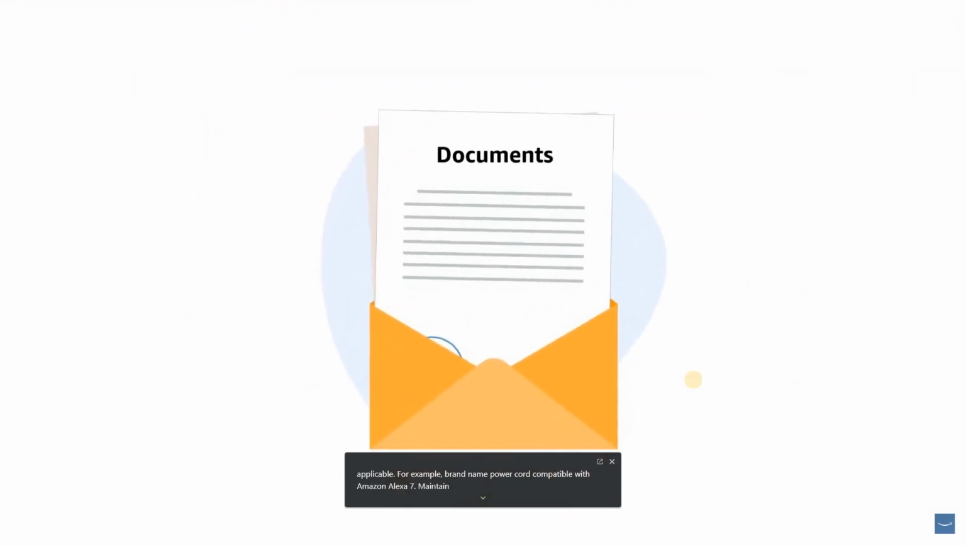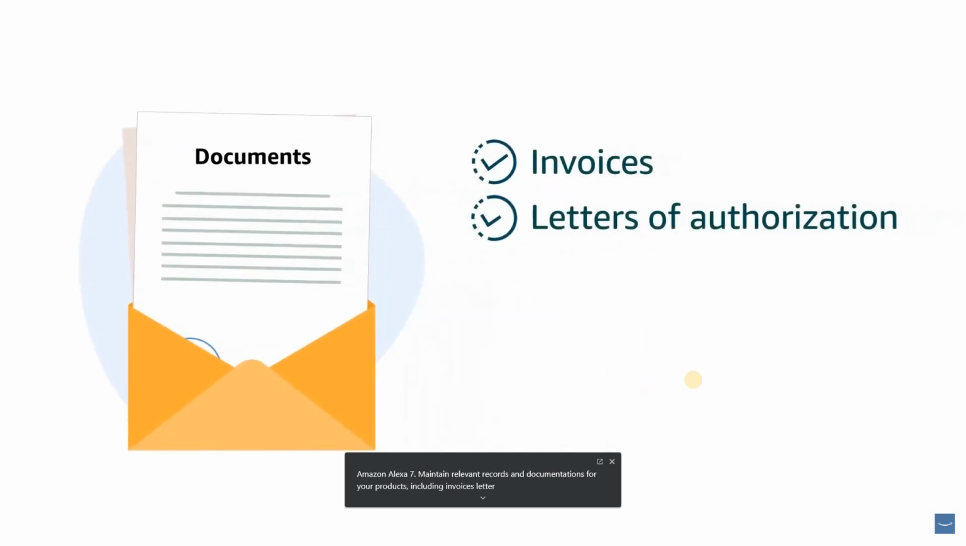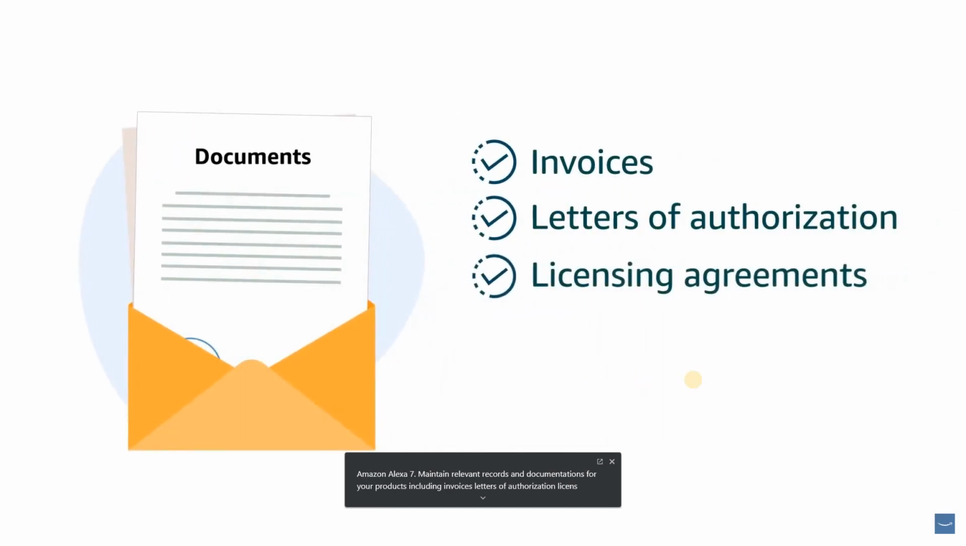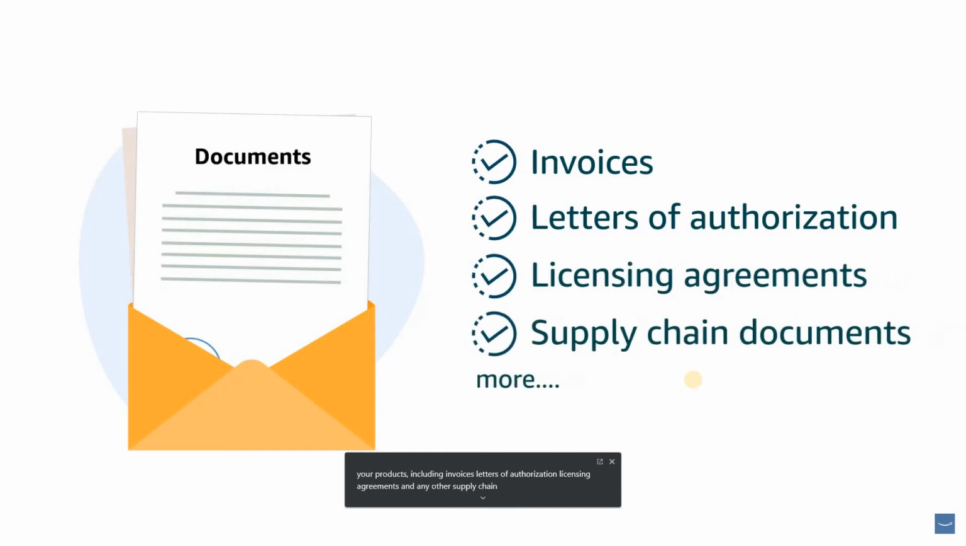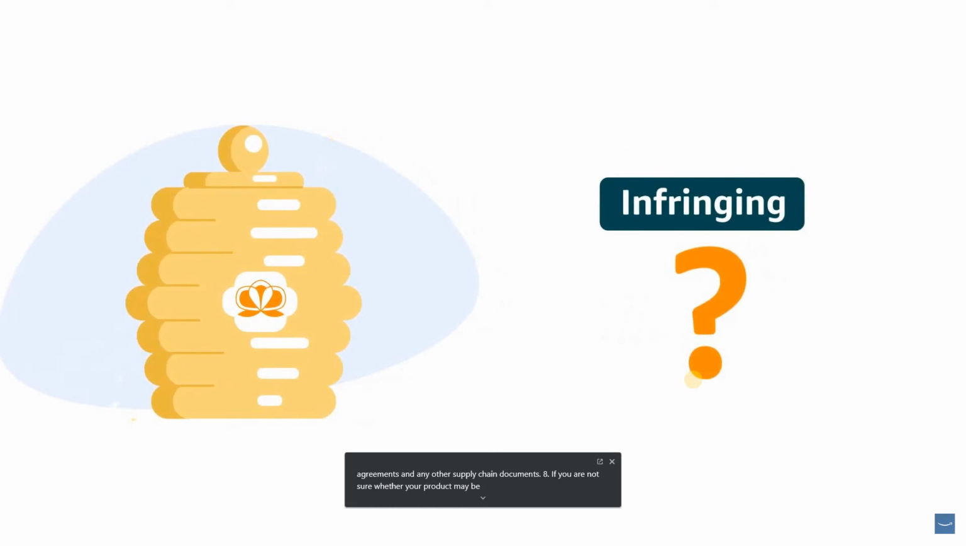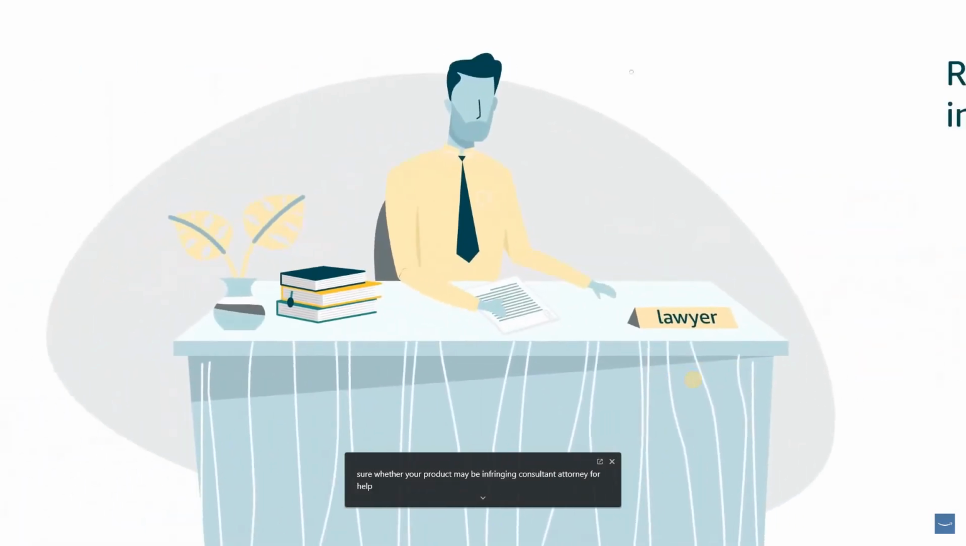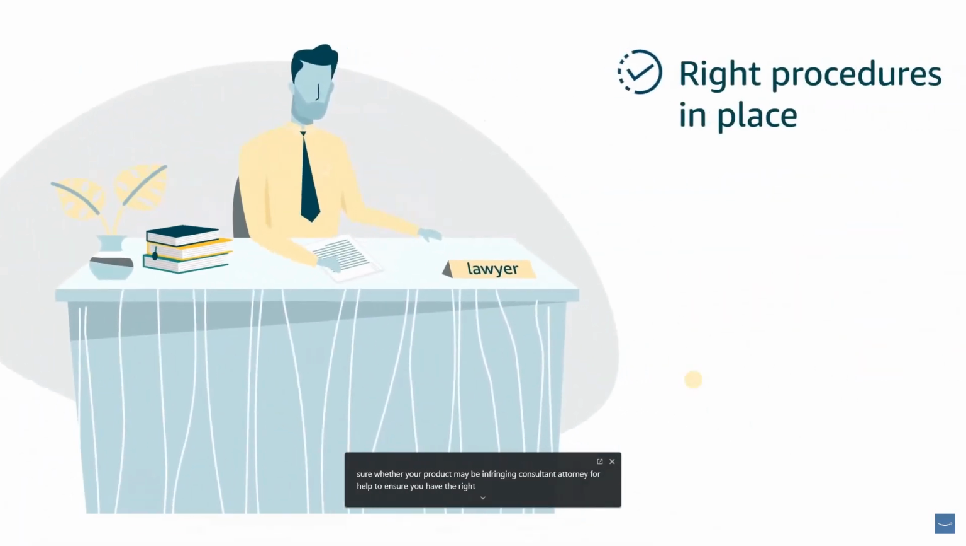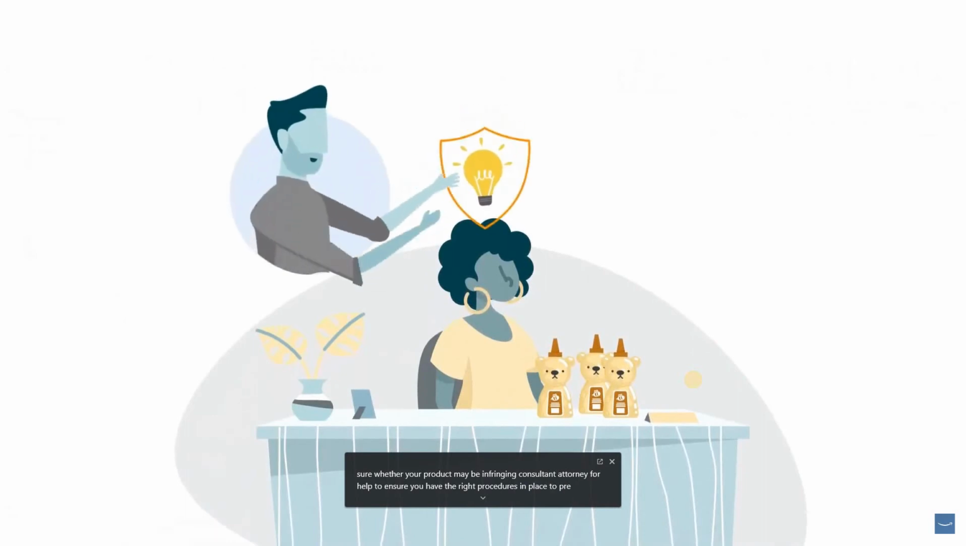7. Maintain relevant records and documentation for your products, including invoices, letters of authorization, licensing agreements, and any other supply chain documents. 8. If you are not sure whether your product may be infringing, consult an attorney for help to ensure you have the right procedures in place to prevent IP infringement.